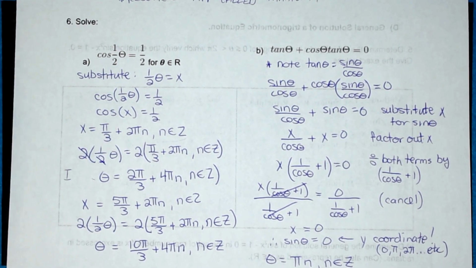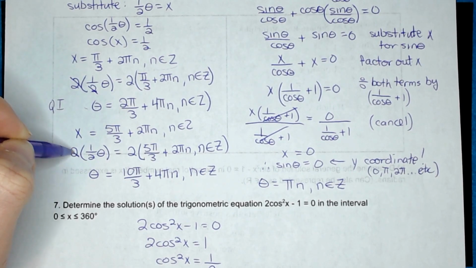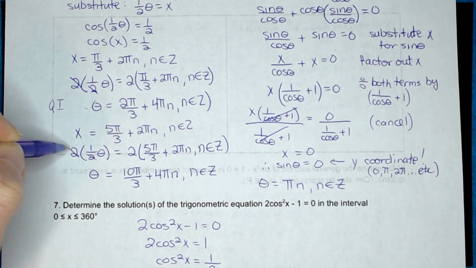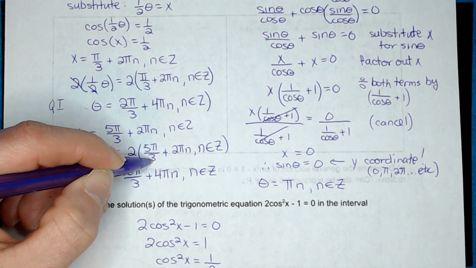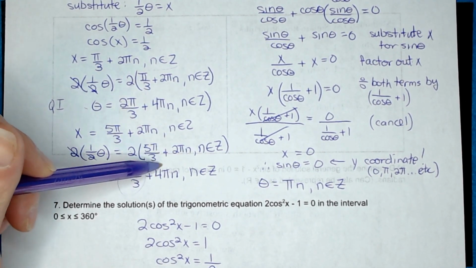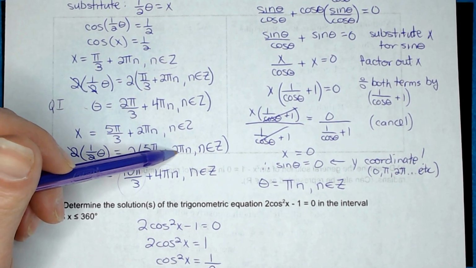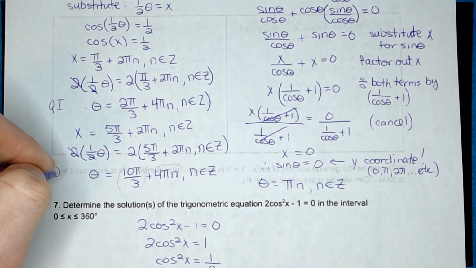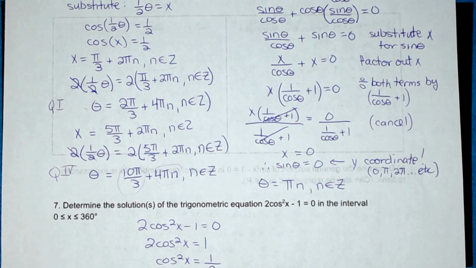This is in quadrant 1. In quadrant 4, we're going to do the exact same thing. We're going to have 2 times 1/2 to cancel out the 2's. We're just left with theta on the left hand side. Because we multiplied by 2 here, we're going to multiply this side by 2 as well. So we have 2 times 5 pi over 3 gives us 10 pi over 3. And then 2 times 2 pi n will give us 4 pi n. So our two angles here, quadrant 1 and quadrant 4, are 2 pi over 3 and 10 pi over 3.